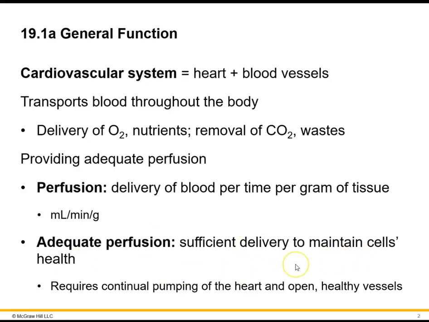Well, you want enough pressure in those blood vessels to push that blood through the capillaries where they can exchange gases and nutrients and take wastes away from cells and prevent those wastes from building up and becoming toxic to the cells, and making sure that the cells have enough oxygen so that they can produce ATP, so that they can go on living. That's what sufficient delivery looks like.